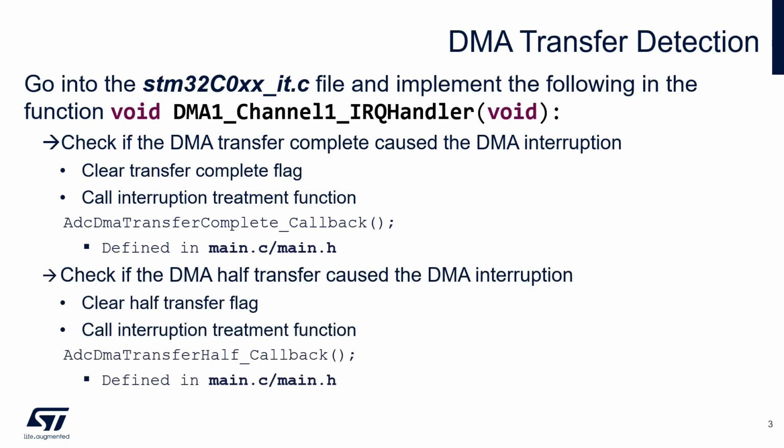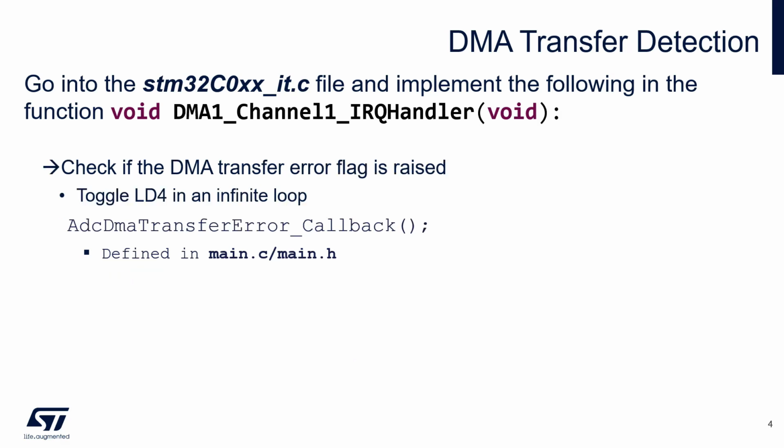For the second step, we will perform the same operation. We will check if the DMA interruption is caused by a half transfer. If so, we will clear the half transfer flag and call an interruption treatment function. In this function, we just set to 0 the same variable that we set to 1 previously.